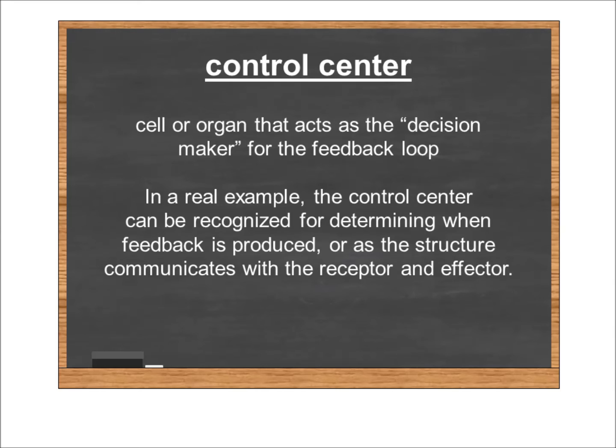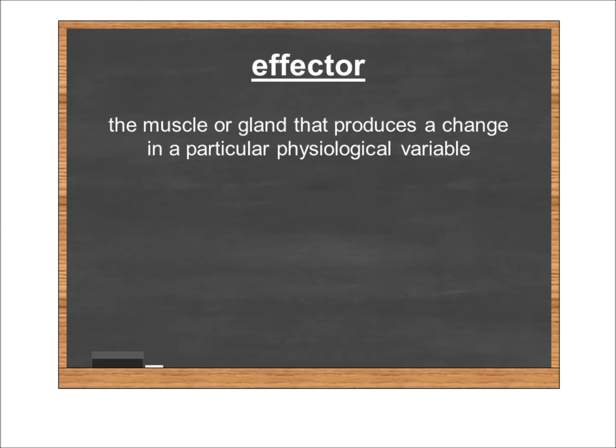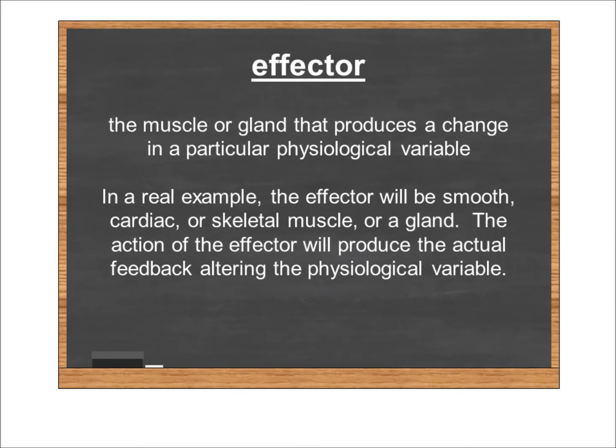And the effector, again, is the cell or organ that produces the effect that changes the physiological variable at the output of the system. It's always a muscle or a gland. And so the effector will be recognized because it's smooth muscle tissue, cardiac muscle tissue, skeletal muscle tissue. It's a gland of some kind. And most importantly, the action of that organ leads to a change in the physiological variable that changed at the beginning of all of this.